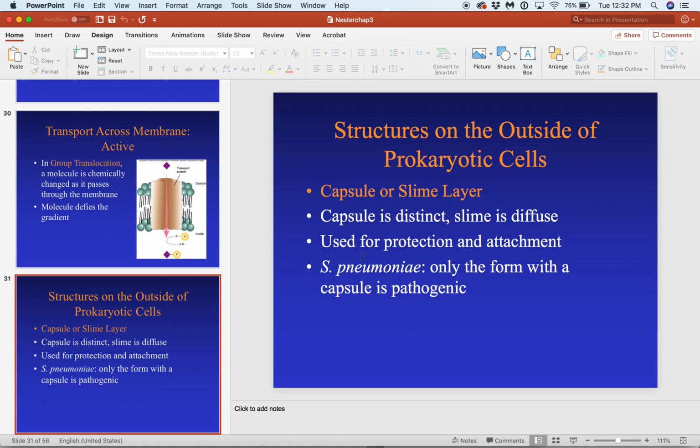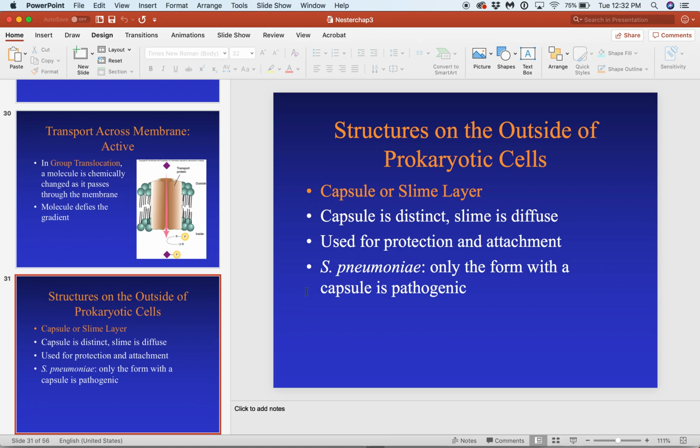Structures on the outside of prokaryotic cells. You can have a capsule or a slime layer. They are made of the same stuff. I'm not sure where the line is drawn between calling something a capsule compared to calling it a slime layer, but a slime layer is much more diffuse and a capsule is much more compact. But at some point, if a capsule got too diffuse, it would be a slime layer.